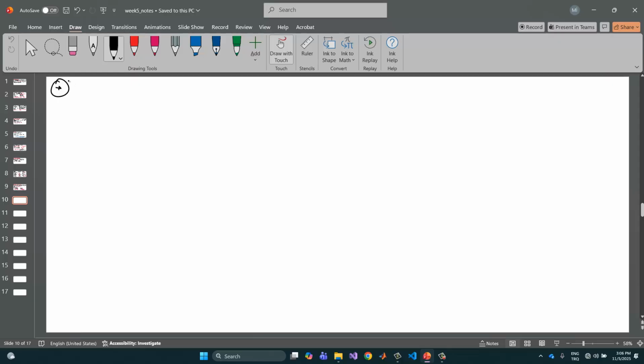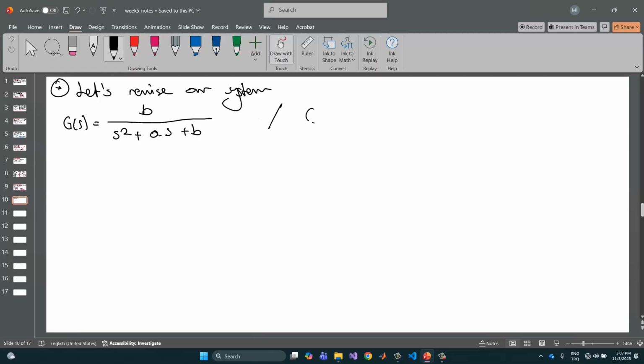in order to understand these concepts, we need to revise our solution. Let's revise our system, just like this one. G(s) is equal to b divided by s squared plus a s plus b. Okay? This is the second order system. But if you don't have any damping, this looks like what? b divided by s squared plus b.